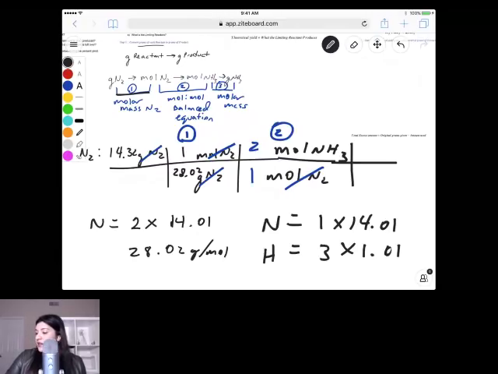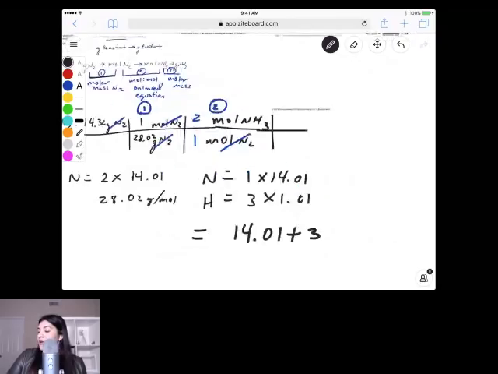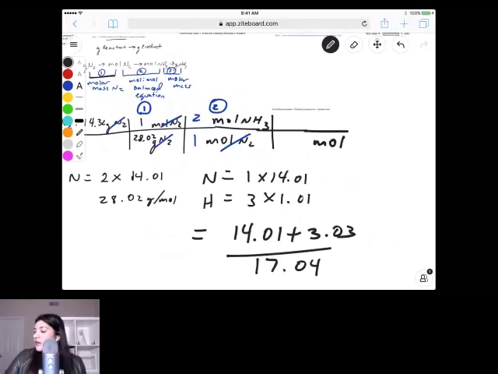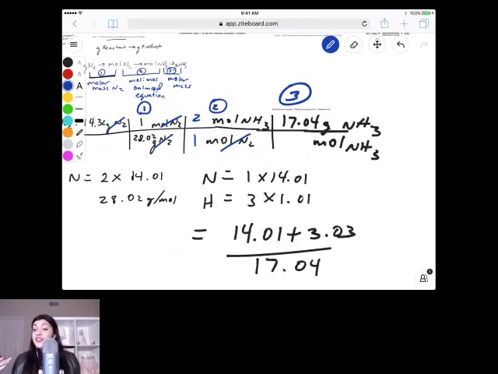So this would have given us 14.01 plus this would have been 3.03. Adding those together, and we get 17.04 grams per mole. So we said that we're going to align the moles on the bottom of NH3 so they can cancel, and we're finally going to get our grams of NH3 on top. And that would have been 17.04. Okay, that was our third conversion factor. And then that would have then canceled. Moles and moles cancel. We got our grams of NH3.